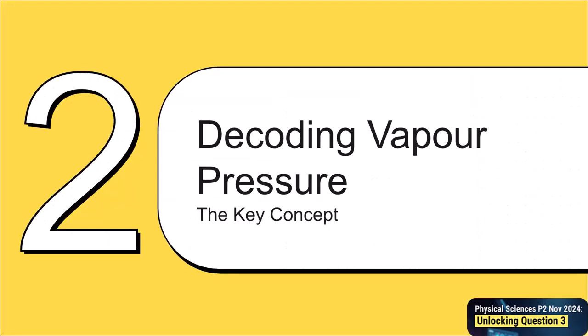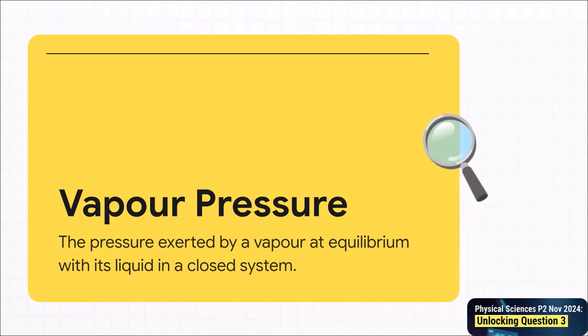Now, before we jump into comparing anything, we have to be 100% clear on the key term here, vapor pressure. Seriously, getting this definition perfect is step 1 to grabbing some of the easiest marks on the paper. Okay, look closely. This isn't just a definition. This is the exact definition, word for word from the official marking guidelines. My advice, pause right here, write this down, and burn it into your brain. It's basically 2 free marks just waiting for you, because it's precisely what they're looking for.